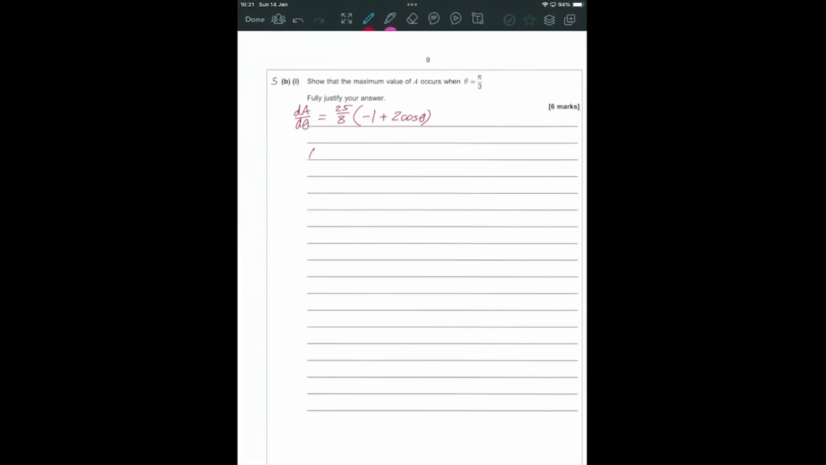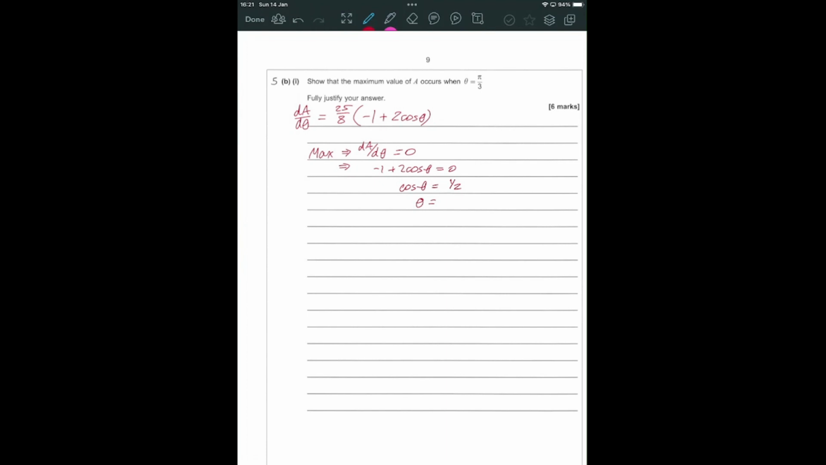Okay, well then I'm going to tell the examiner what I'm thinking. The maximum is going to imply dA by d theta equals 0. I went straight away for dy by dx, but it's dA by d theta equals 0. So that's telling us that minus 1 plus 2 cos theta equals 0. The 25 over 8 can just be multiplied into the 0 or divided into the 0 to disappear entirely. So therefore cos theta equals a half.